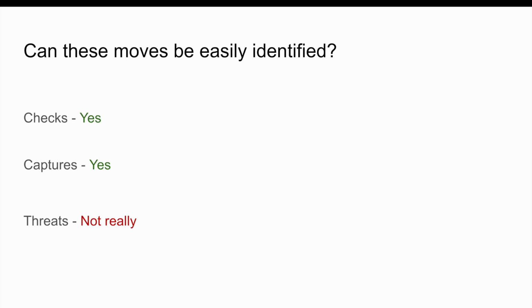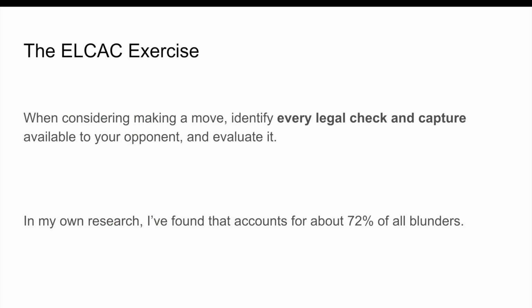In my own findings, I found that about 72% of all blunders, which I have a study on my website we can point you to, were met by check or capture. So that means that if you can proactively identify checks or captures, then you can eliminate 70+% of the blunders that are made in games. And these include things like hanging pieces and hanging mate and the things that are especially terrible. And so if you just get good at identifying all legal checks and captures, and there usually aren't a lot of them, that's what this exercise is about.